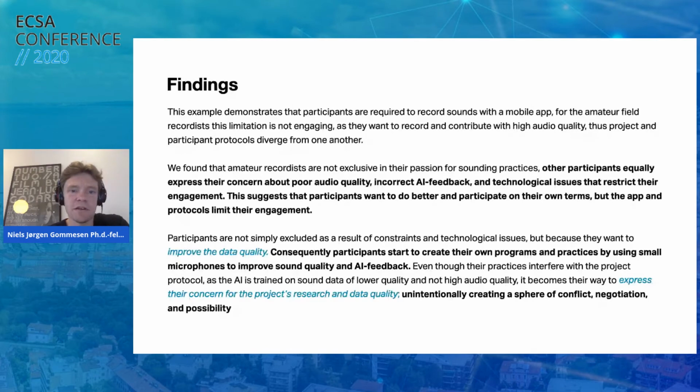Participants are not simply excluded as a result of constraints and technological issues, but because they want to improve data quality. Consequently, participants start to create their own programs, anti-programs, and practices by using, for instance, their own microphone to improve sound quality and AI feedback, even though this intervenes with the overall project protocol. So this is also a way for them to express their concern for the project's research and the data quality. Unintentionally, they create a sphere of conflict, negotiation, and possibility.